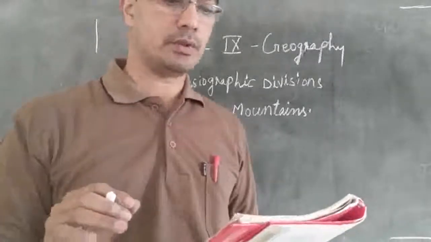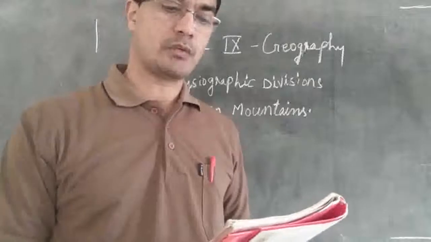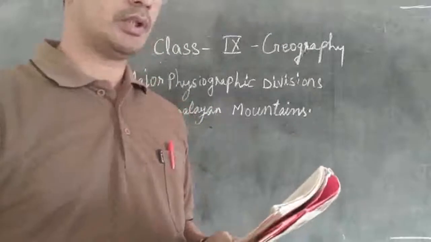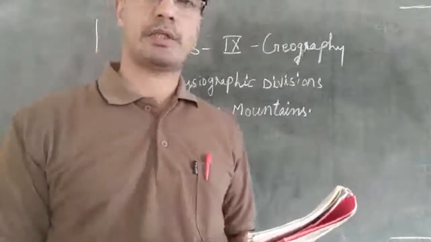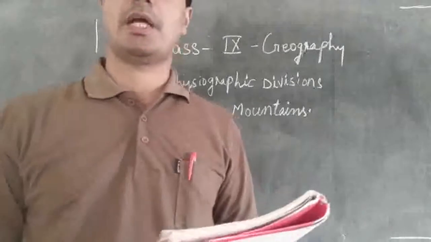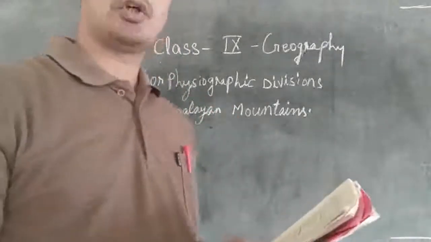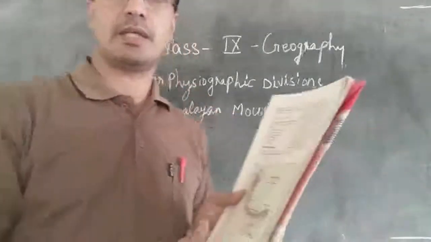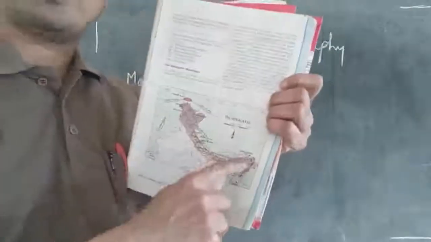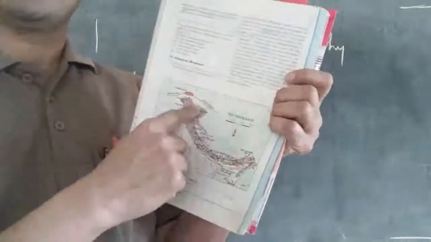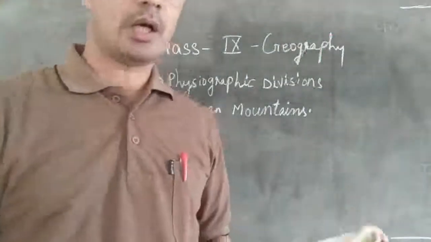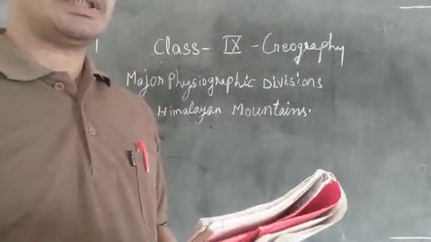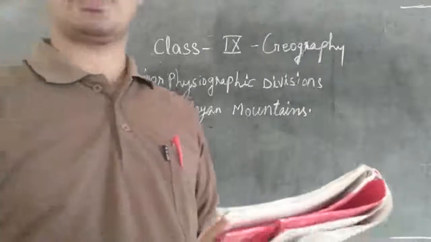Rugged means uneven. They are not equal everywhere, and they form an arc which covers a distance of about 2,400 kilometers. So they are forming an arc. Arc means like semicircle. We can see again in this picture. It is not in a straight line. It is bending, curving. It is called an arc, and it is covering a distance of about 2,400 kilometers.